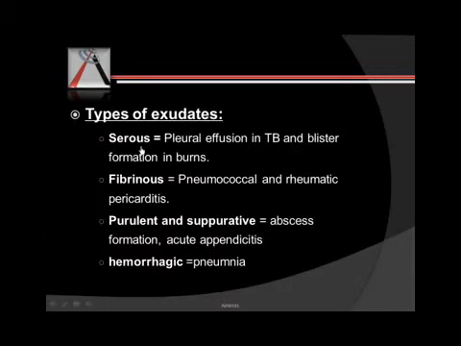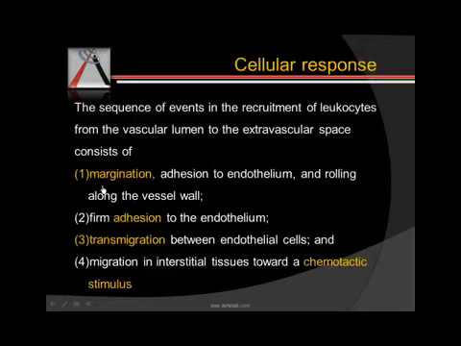Next we come to the types of exudate. We have the serous exudate, which is seen in tuberculosis and the blisters of burns. Then we have the fibrinous, which is seen in pneumococcal and rheumatoid pericarditis. We have purulent, which has the pus cells, seen in abscess formation and acute appendicitis. And we have hemorrhagic, which contains blood cells, which is typical of pneumonia. The first two, the serous and fibrinous, are common sources of MCQs. Next we come to the cellular response. In the cellular response, our first step is margination.